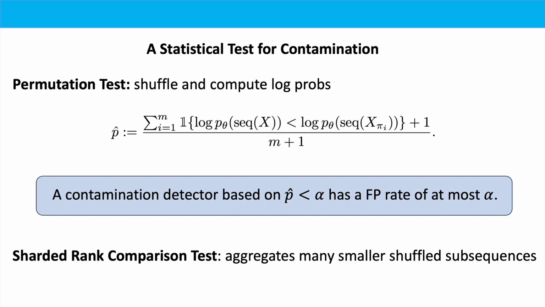More formally, we can draw random shuffles, shown here as x sub pi, and compare each of these shuffles to our original sequence order, which here is log p sub theta of x. By doing these comparisons, we're estimating the quantile of the log likelihood of the original ordering. This ratio turns out to be exactly the p-value of a permutation test.